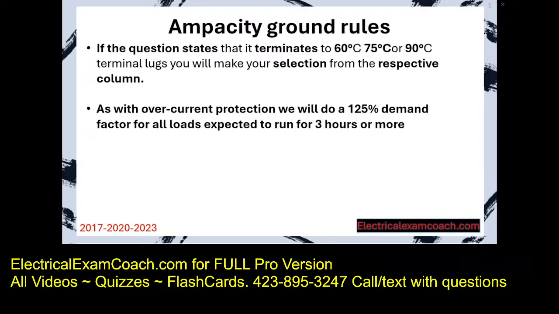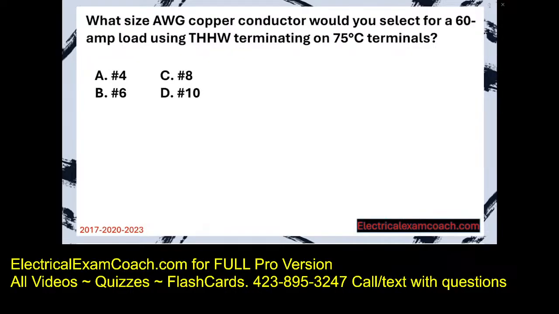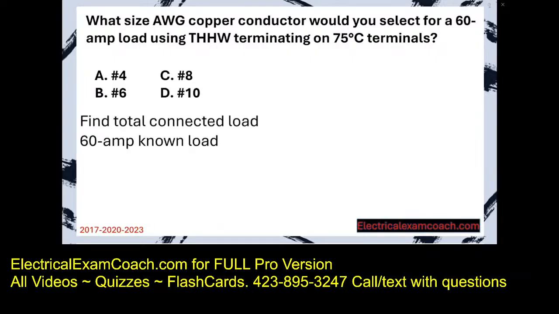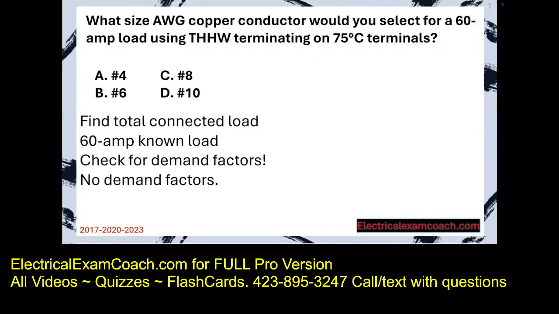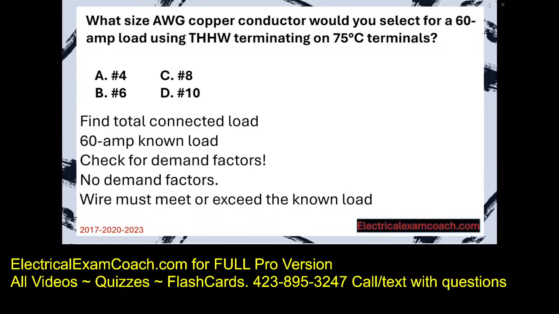Let's get to it. What size AWG copper conductor would you select for a 60 amp load using THHW terminating on 75 degrees C terminals? Step 1, find the total connected load. Well, in this case, we already have the load. It's 60 amps, but we must check for demand factors. They've not told us about a specific piece of equipment or that it's a continuous load, so there are no demand factors. But we have to learn one important rule for sizing wire. The wire must meet or exceed the known load. There is no next size up rule. The wire always has to meet or exceed the known load.